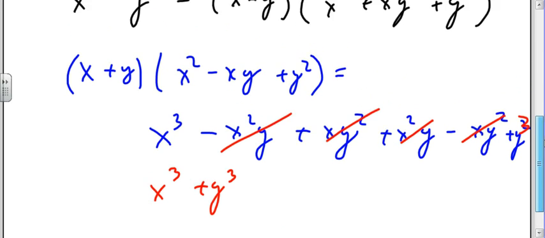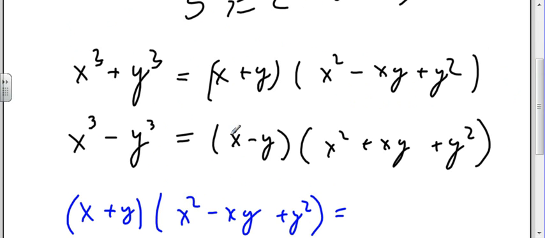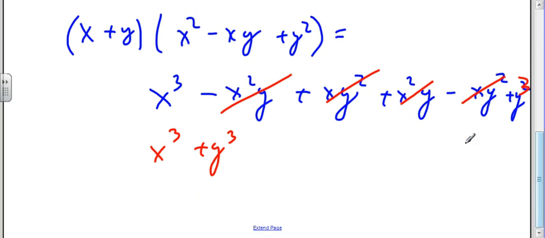Likewise, I could show the same thing if I took the x minus y guy and multiplied them through. I could get the same thing. Okay, so those are the two new things we're adding to our lexicon of math. Now we're going to move down and start working problems.